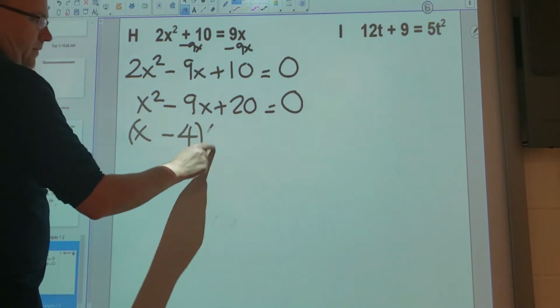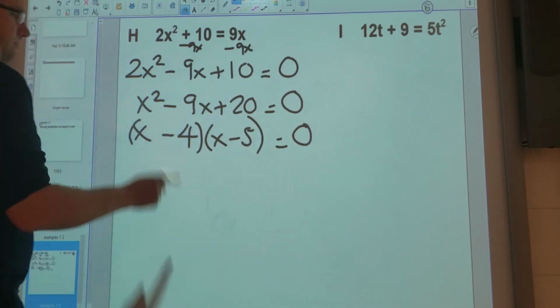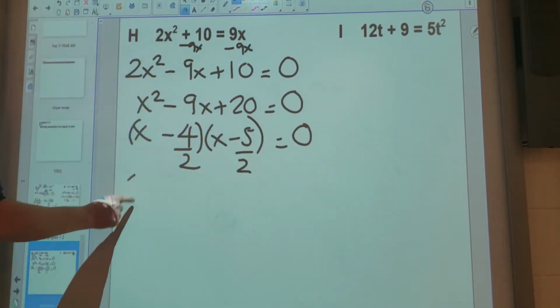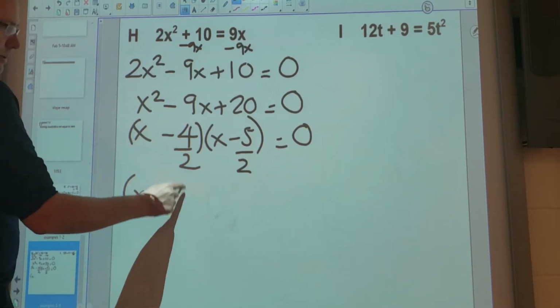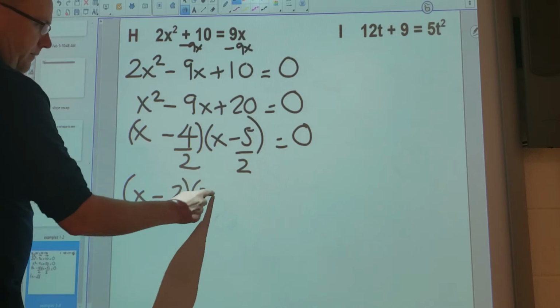20 I know is 4 and 5. You really should do a table for this, but I'm going to skip through that part. As I times by 2, I'm going to divide by 2. 4 divided by 2 is 2. 5 over 2 does not simplify, so the 2 moves back to the front.